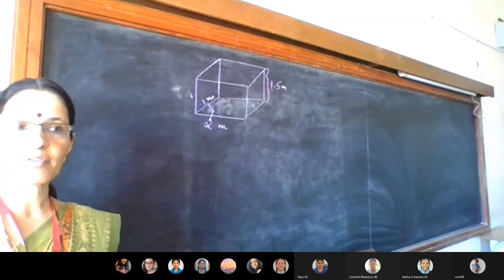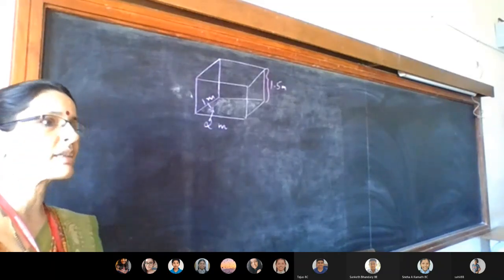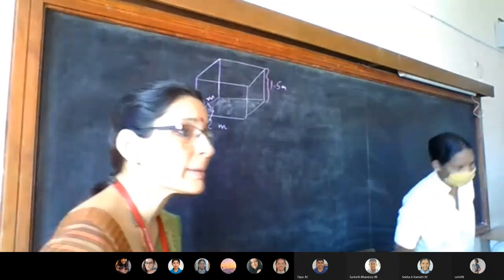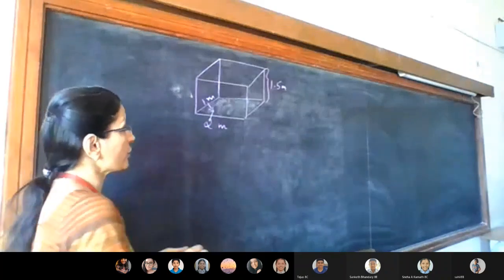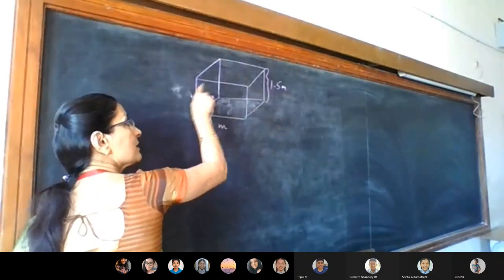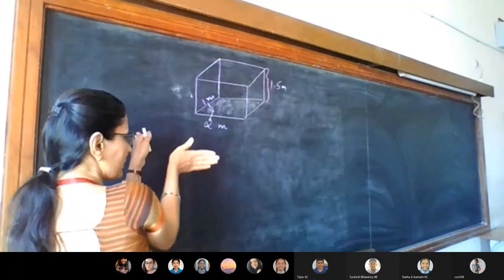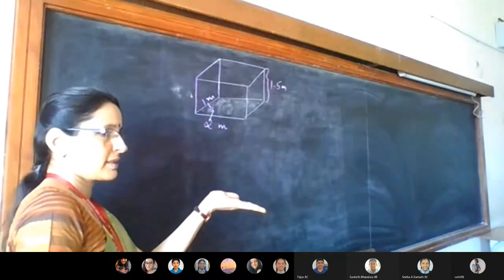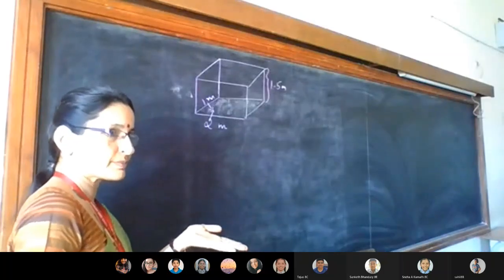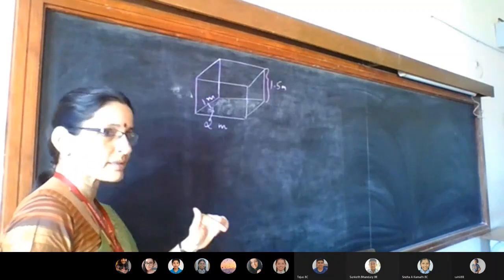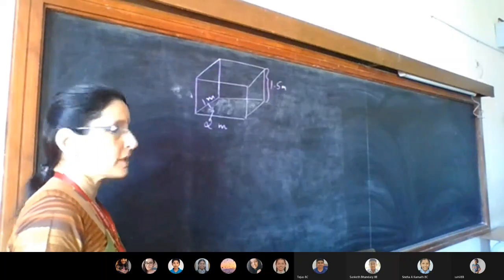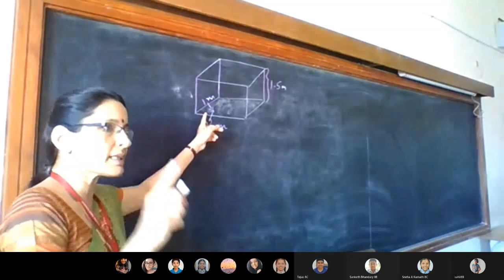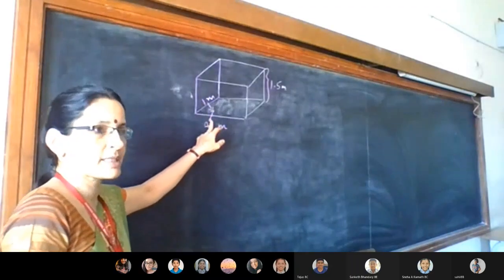Any effort from your side will definitely help you to understand what is LSA and what is TSA. LSA refers to front, back and the side. In the sense these two and the front and the back. But they have told except the base. So should I include top? Yes. So LSA plus what? Top. So that top is equivalent to the base. Or TSA minus the base.